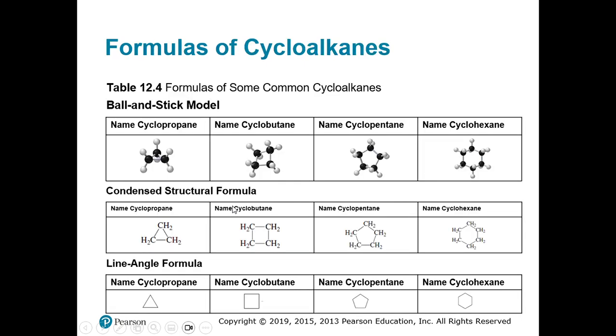This table represents some common formulas of some cycloalkanes, the ball and stick structure, the regular structure, and the line angle formula. Cyclopropane, cyclobutane, because we have 4 carbons in a cycle form, cyclopentane, 5 carbons in a cycle form, cyclohexane, 6 carbons in a cyclic form.